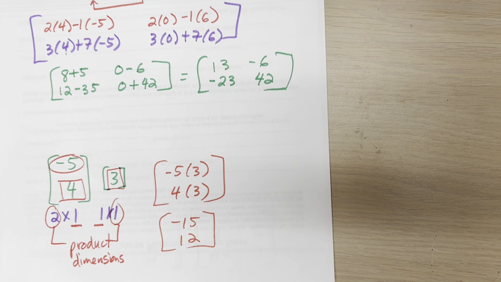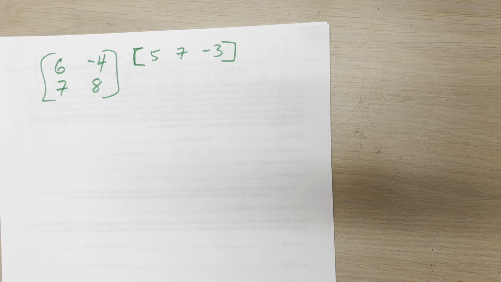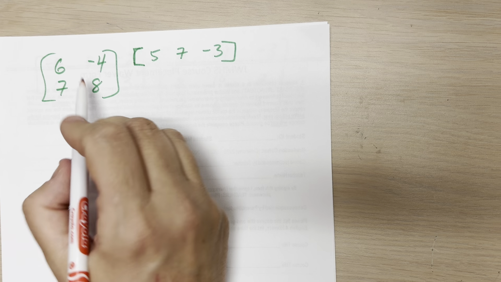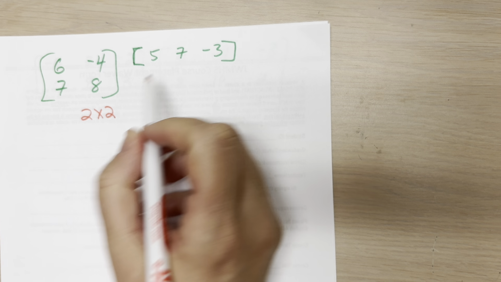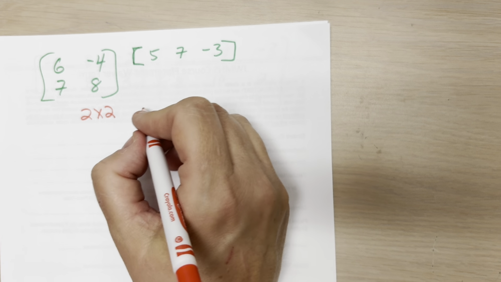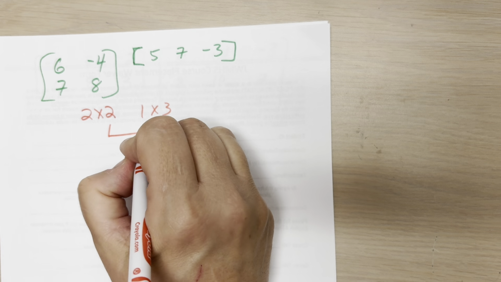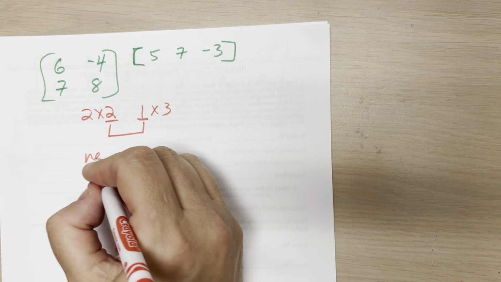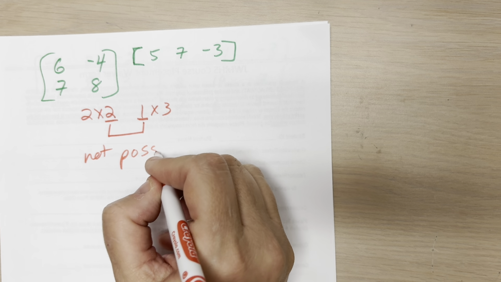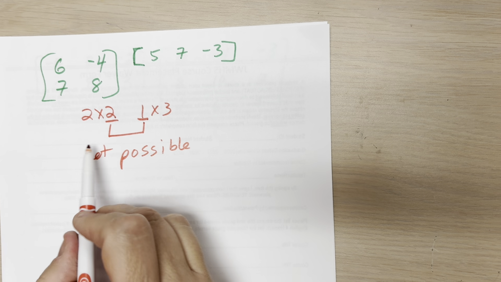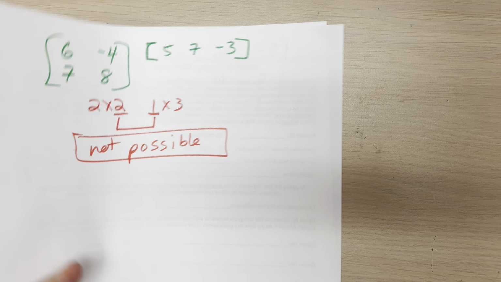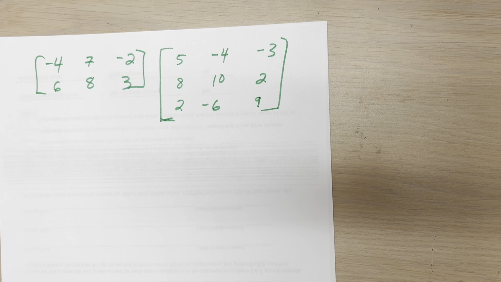How about this? I tried writing it earlier and it was a mess, so let's try this one. We have a 2 by 2, and then this is a 1 by 3. So hopefully you're seeing here, we can't do this. So we would just say not possible. Those are like students' favorite types of problems because you can't do them. Haha.